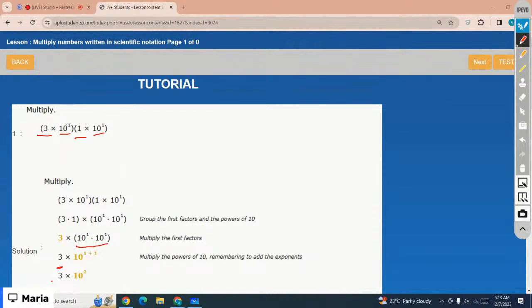So multiplying in scientific notation is very easy. Two things you need to learn. The first one is you simply need to multiply the numbers, right? And when I'm multiplying their exponents, they have the same base. You need to add their exponents, right?